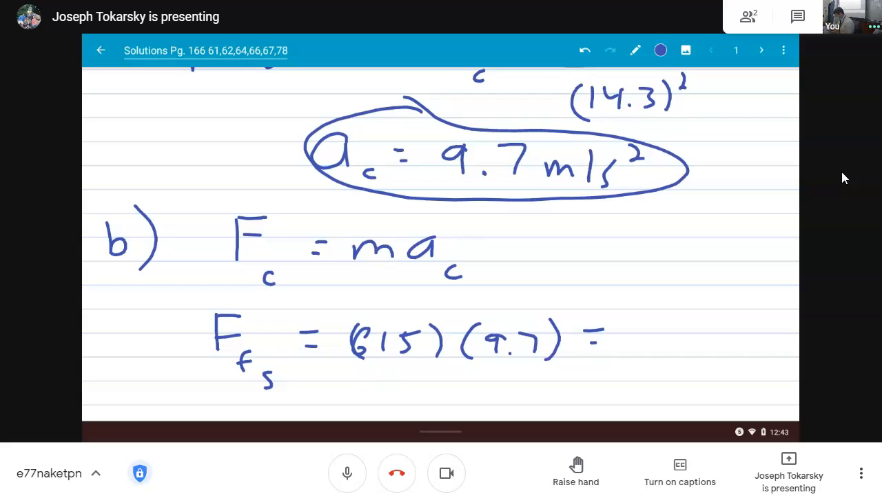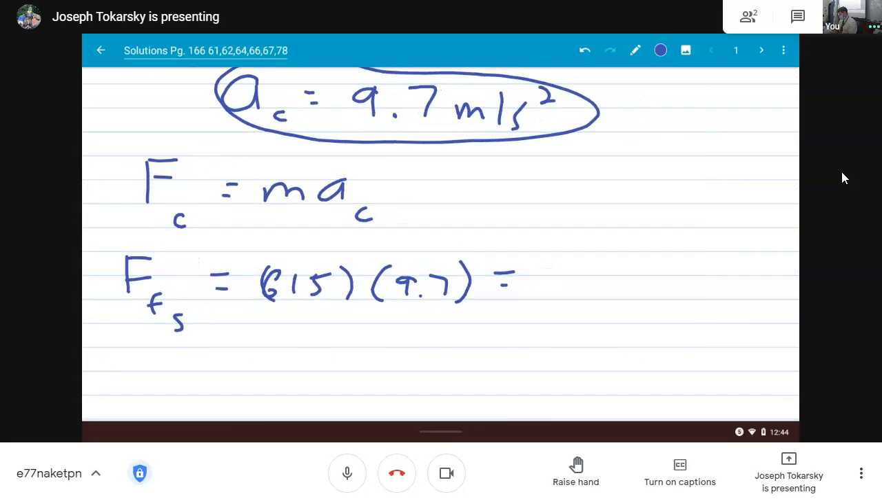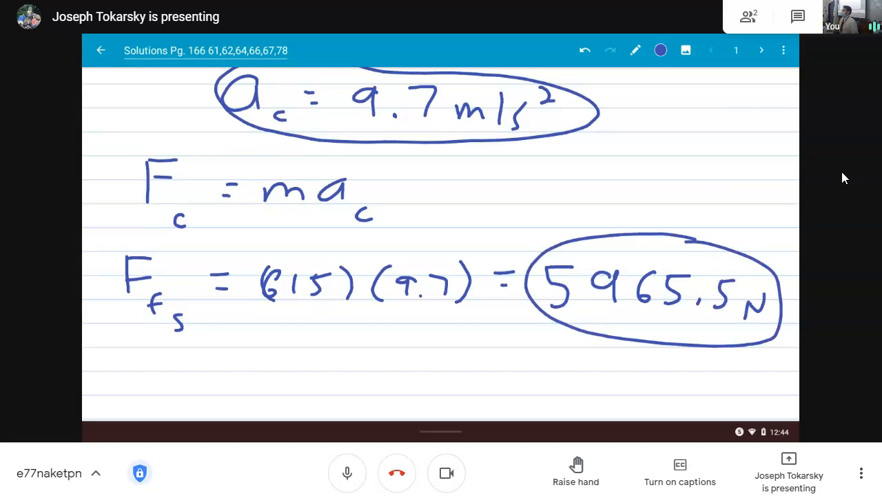Okay, here we go. 615 times 9.7 gives us just under 6,000 actually. About 5,965.5. That's a force, so it's in newtons. We expected it would be a fairly big force because this is a force holding a car onto a turn, right? A car that has a fairly big mass. All right on that one?